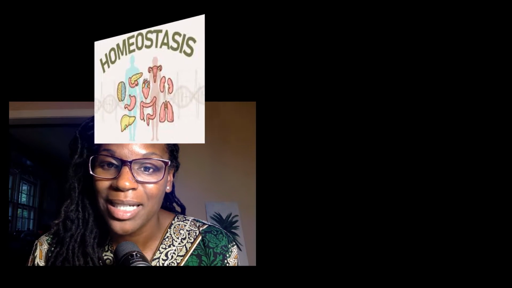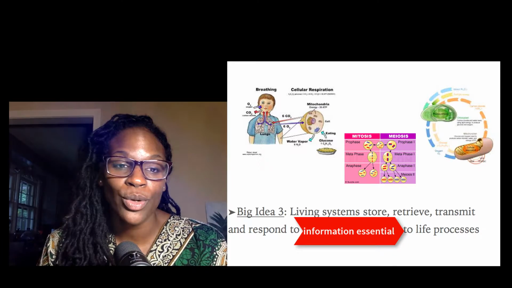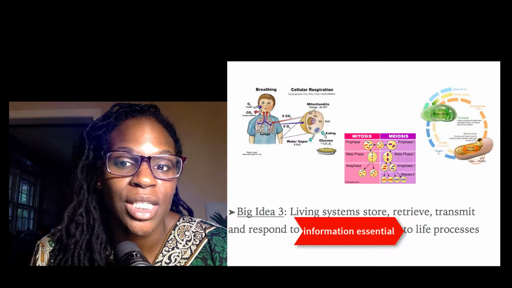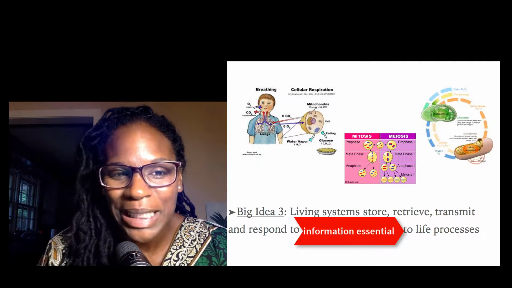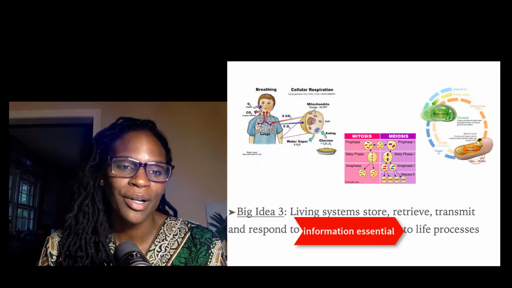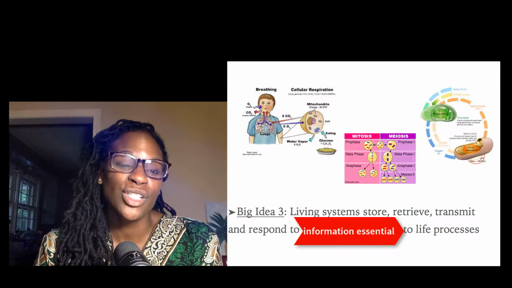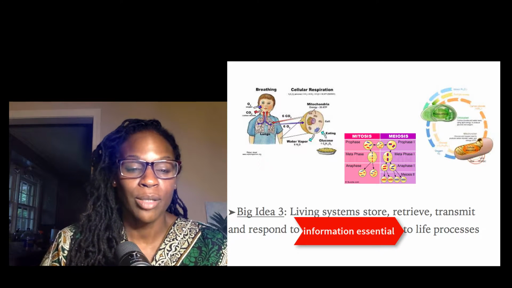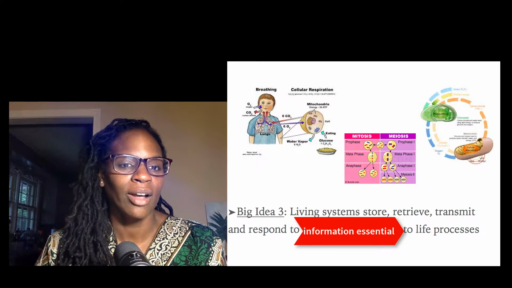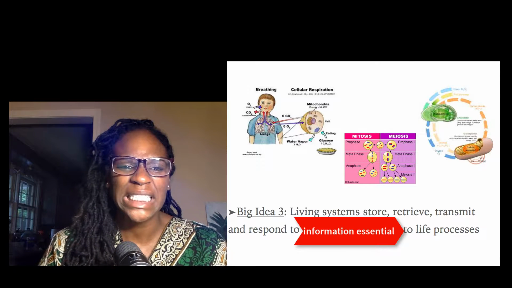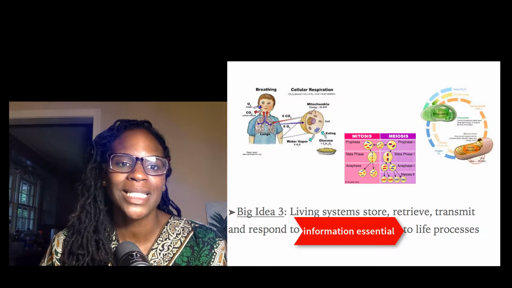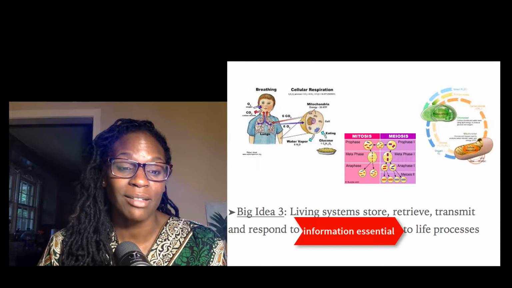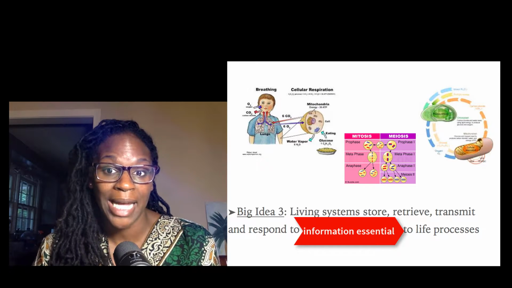So big idea number 3 will be living systems store, retrieve, transmit, and respond to information essential to life processes. So this would be like your genetics, or anything having to do with human anatomy, systems of that nature, like immune systems, cardiovascular systems, lymphatic systems. Anything having to do with the system that helps us to grow with our processes of life, that would be your 3rd big idea.